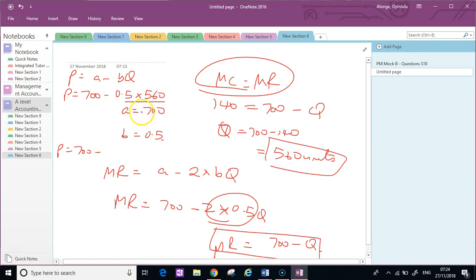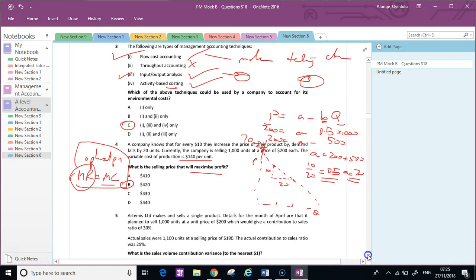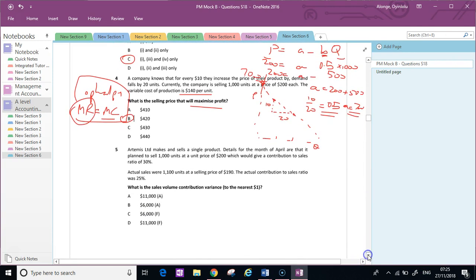Going to my calculator, 0.5 times 560 is 280. So P is 700 minus 280, which is equal to 420. Right, great stuff. So let's go back to the question and take that off. And that takes us nicely to B. Cool, great. Let's move on quickly. I didn't want to spend this long. This is question 5.